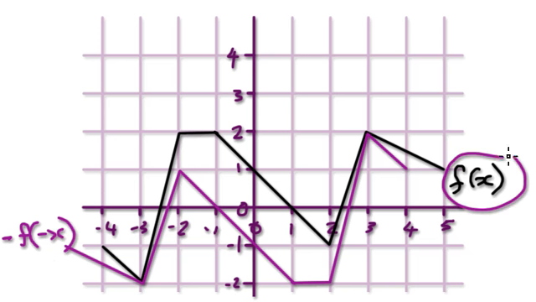So given f of x is this, minus f of minus x will look like this. It's a weird shape, but that's what it looks like.